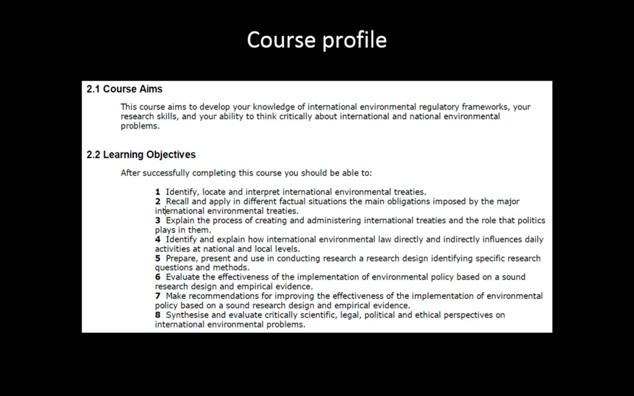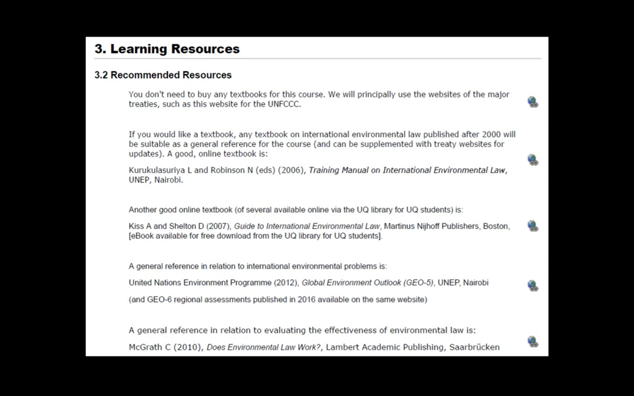So the course aims to develop your knowledge of international environmental regulatory frameworks, your research skills, and your ability to think critically about international and national environmental problems. So critical thinking is a big thing that I really want to work on. There's some learning objectives there. I won't dwell on them. Learning resources. Main thing is you don't need to buy anything. You can get everything you need from the great websites for the big treaties. Like the Biodiversity Convention has a great website. The United Nations Convention on the Law of the Sea, great website.